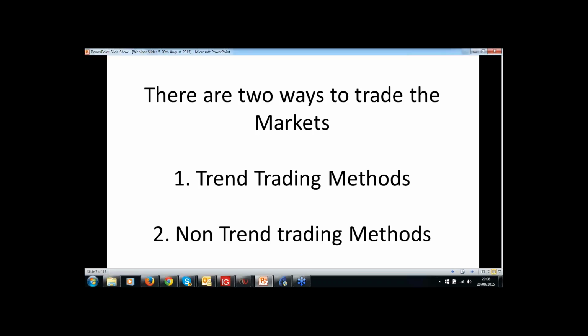Pick tops and pick bottoms. Very, very difficult to do, can be very, very costly. And unfortunately, there are quite a few indicators such as oscillators, such as RSI, such as cycles, etc., are all based on non-trend trading methods.